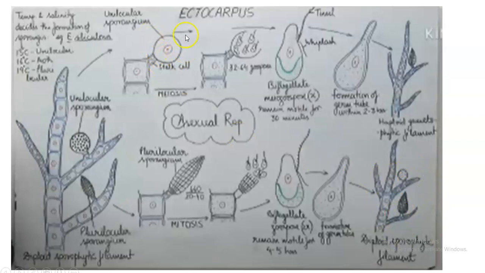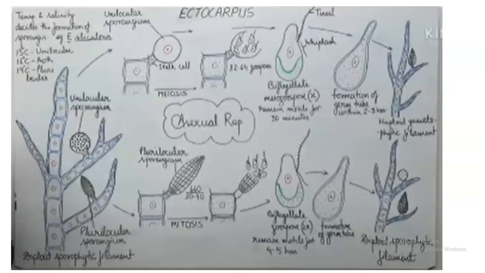And from the unilocular sporangia, what will happen? Meiosis happens. Okay, initially it was diploid, then meiosis happens. It will be releasing haploid spores. Okay, these haploid spores will be germinating into the haploid gametophytic generation. Okay, so that was the crux of sexual and asexual reproduction in the Ectocarpus species.